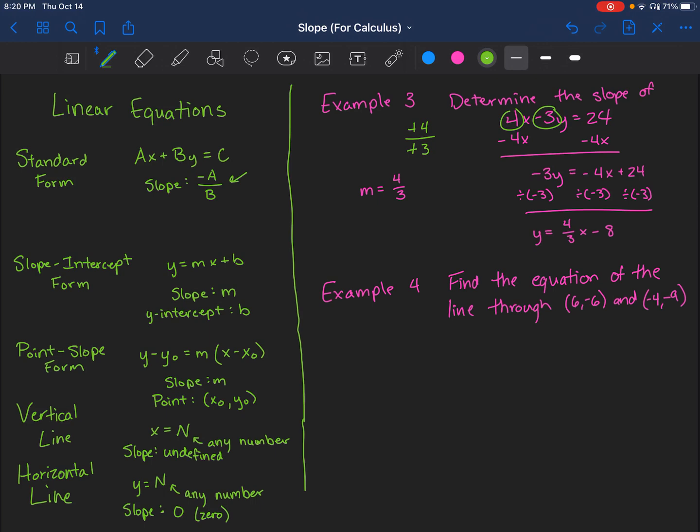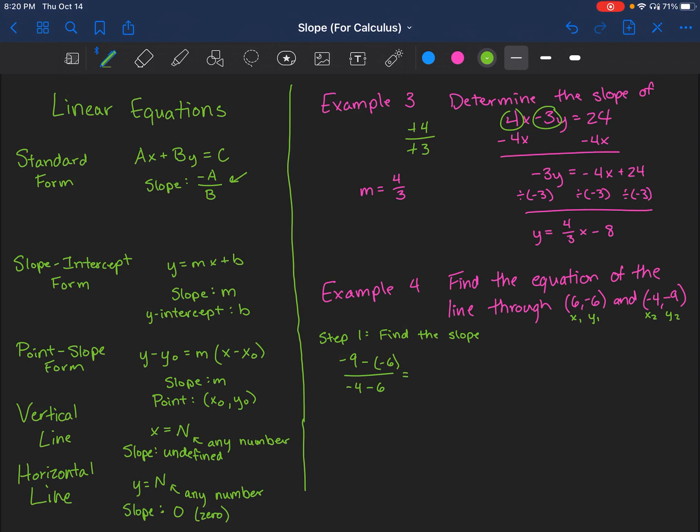It says find the equation of the line through the points (6, -6) and (4, -9). And I'm going to try my best to write this in slope-intercept form. And it's just going to take me a couple of steps to do that. The first step, step 1, is going to be actually finding the slope. Okay? So that's going to be the very first thing that I do here, is use those 2 points to find the slope. So I'm going to do x1, y1, and x2, y2. So y2 is -9 minus y1 is -6 over x2, which is 4 minus 6.